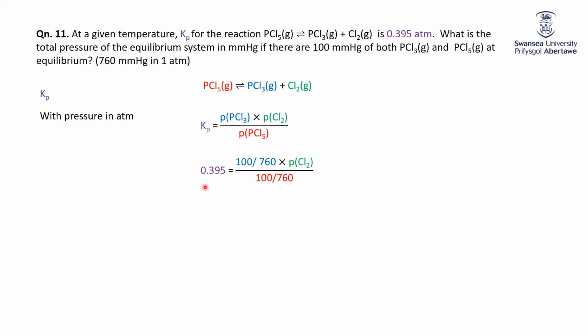So pop that in: Kp, 0.395 atmospheres, PCl3 in atmospheres, 100 over 760, PCl5 in atmospheres, 100 over 760. I think I said minus 760, of course I meant over 760. So the only thing we don't know is PCl2. So the PCl2, after cancelling various things out, is 0.395 atmospheres. But all the answers were given in millimeters of mercury, so we have to convert the pressure of Cl2 in atmospheres to millimeters of mercury. Well, that's easy. We multiply it by 760. So the pressure of Cl2 is 300. Each of these two is 100. 300 plus 100 plus 100 is 500 millimeters of mercury.